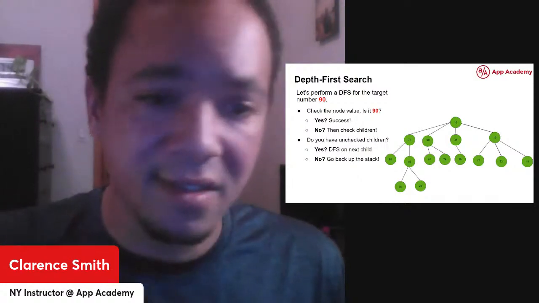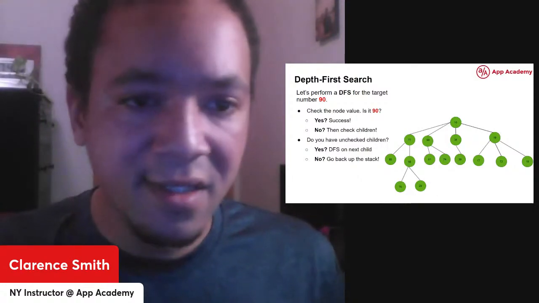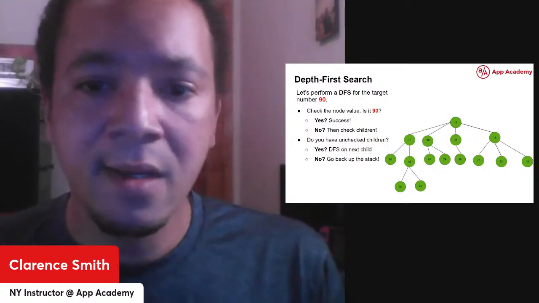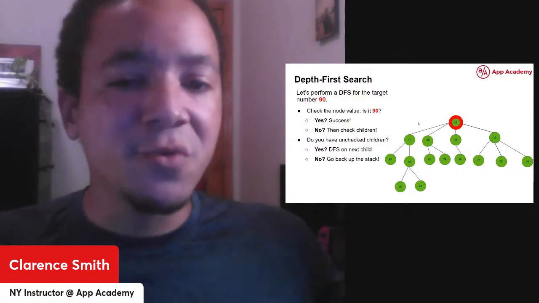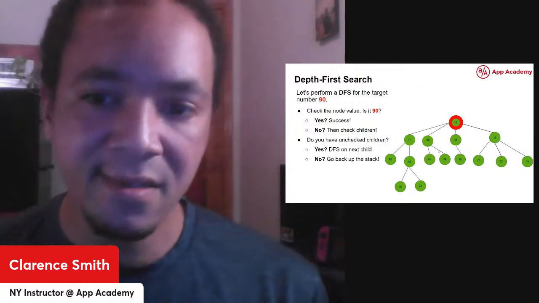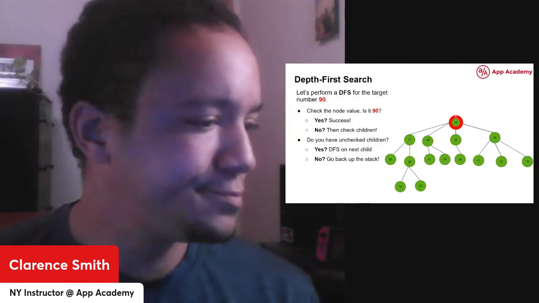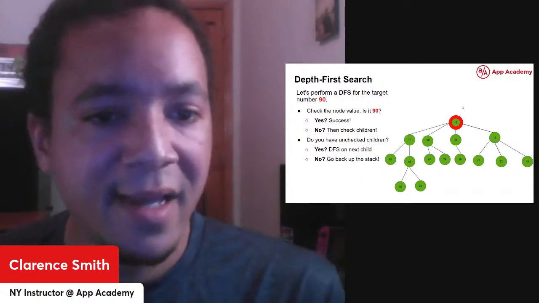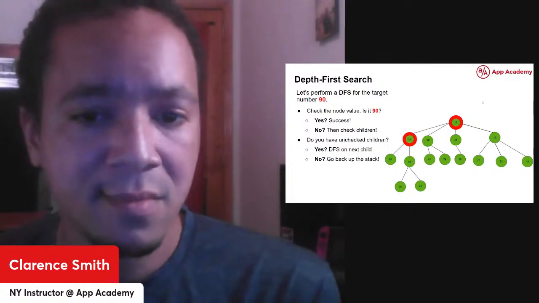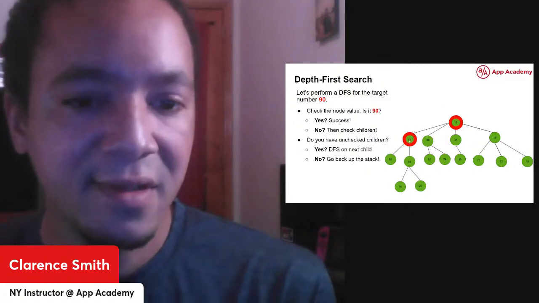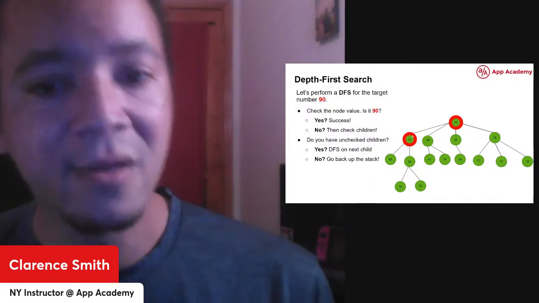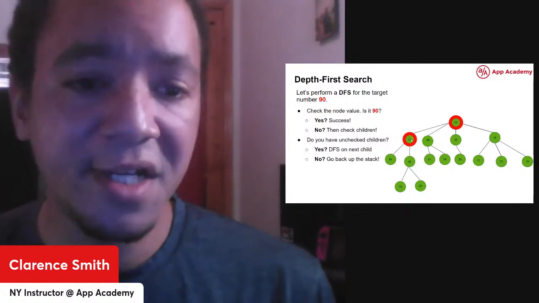So let's actually do this. The steps are on the screen, so let's talk it out. Starting at the root, always starting with the root because that's all you're given. We're checking to see, hey, is this 90? No, it's not. That's why it's red. It is not 90. In that case, check your children. So we're going to look at the next child. Hey, this is the next child. It's 77. We're going to perform a DFS, a depth first search on 77 now.